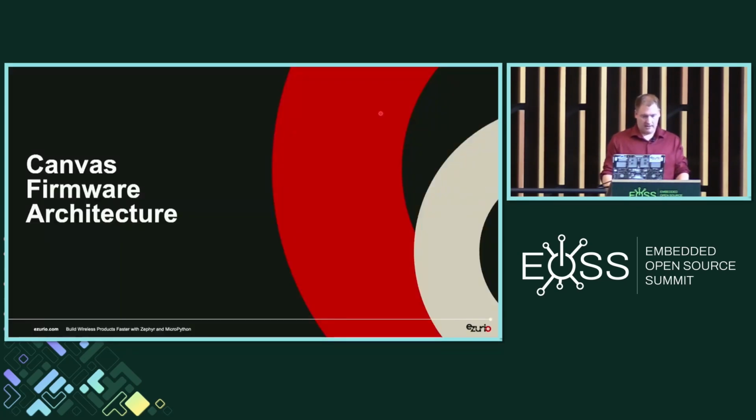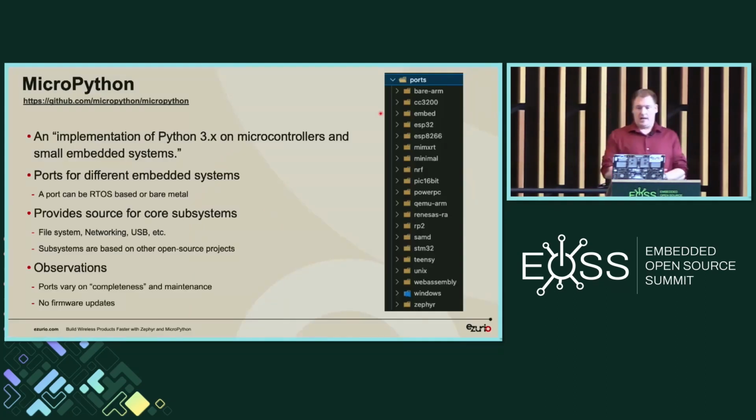All right, now I'll get into the architecture here on how we built this and made this possible. So it all starts with MicroPython. For those of you who don't know, MicroPython is an implementation of Python 3.x that is designed to run on microcontrollers. MicroPython provides ports for different embedded systems, and a port could be based on an RTOS or it could be a bare metal based port.